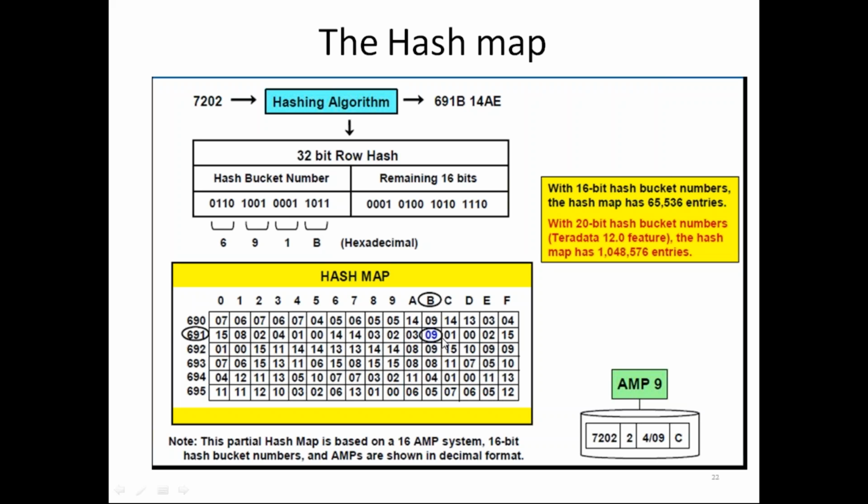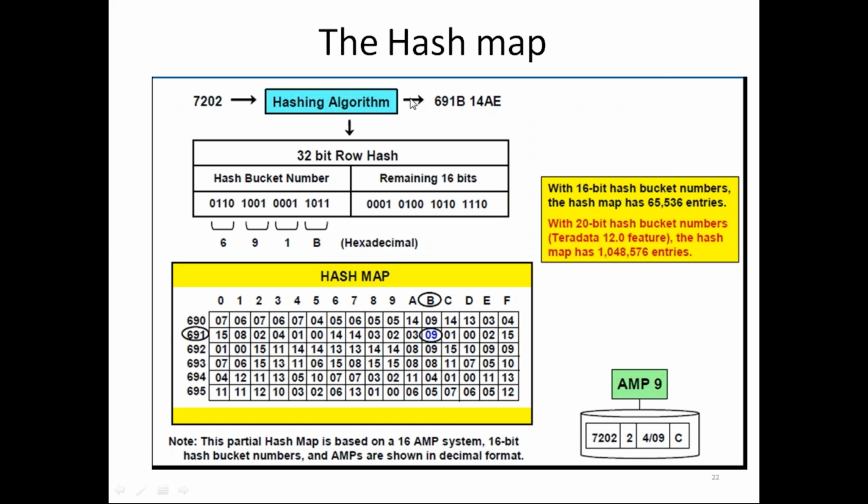So we'll see where this row and column coincide at what hash bucket. So this is the hash bucket. Where the row and column of the hash bucket number coincide, the value there is nothing but the amp number. So 09. So the row which has the primary index value 7202 is to be stored in the 9th amp. So the record will be stored in amp number 9.